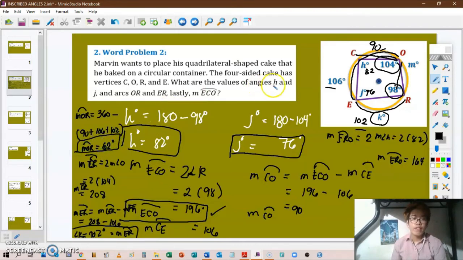So therefore, we have our five answers. Angle H is equal to 82 degrees. Angle J is equal to 76 degrees. OR is equal to 62 degrees. ER is equal to 102 degrees. And ECO is equal to 196 degrees. Just using the properties of inscribed angles, subtended angles, and intercepted arcs.